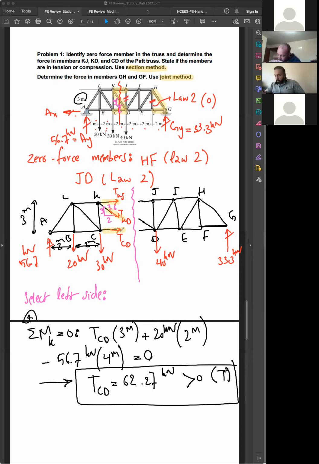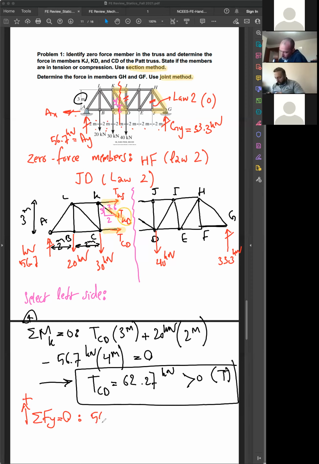Okay. For the second one, you have found TCD, this one, right? So for example, if you say summation of forces in y direction, does that make sense for you? TKD is the only unknown in your equations, right? Because these two would be gone, so you know the other forces, so you can find the answer. So what I would do, I would say summation of forces in y direction equal to 0, this direction positive. So what do you have?